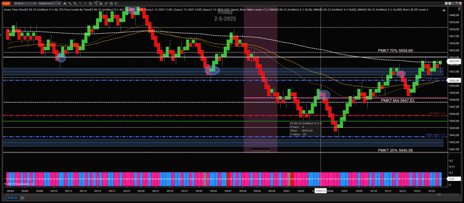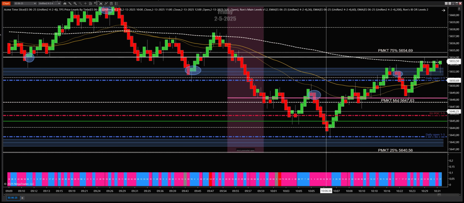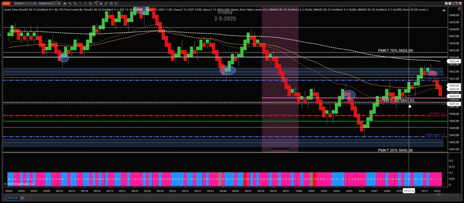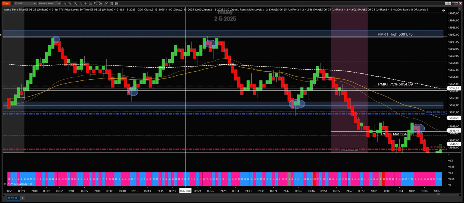What else do we see? We see nice sellers taking control here. There were buyers, but the buyers did not push price higher. No, they reversed here. So we also can conclude that there are trapped traders here on these highs. See? Now, what other setup? This was just one setup we took.